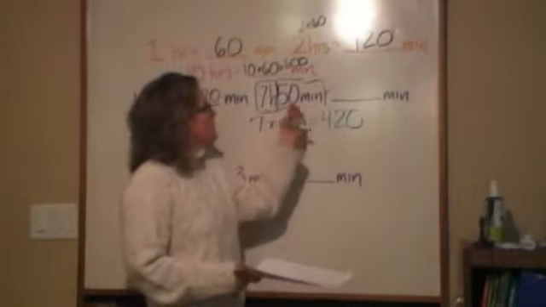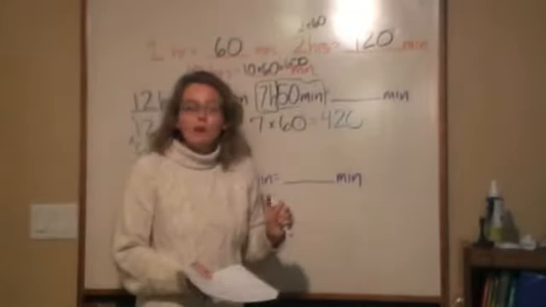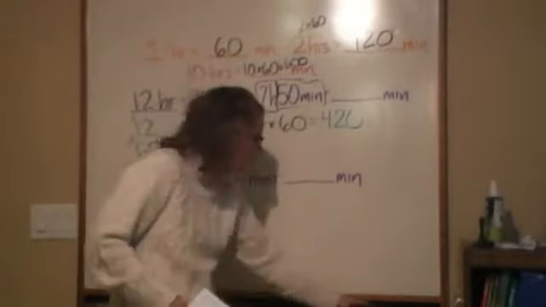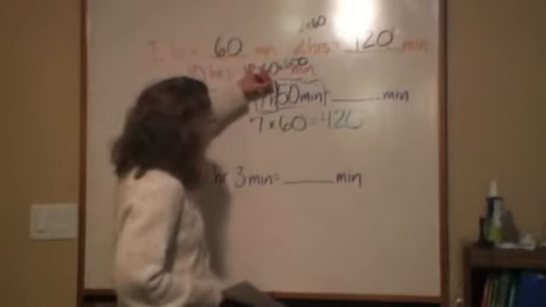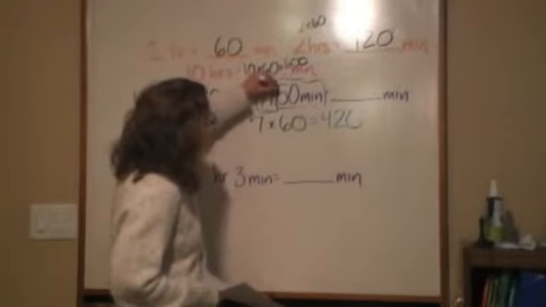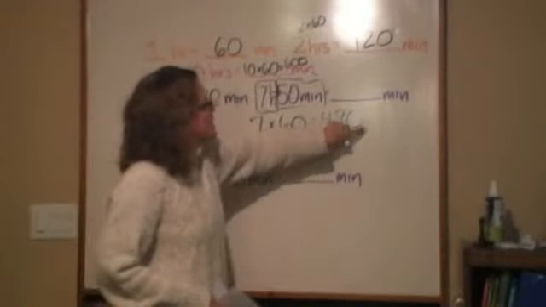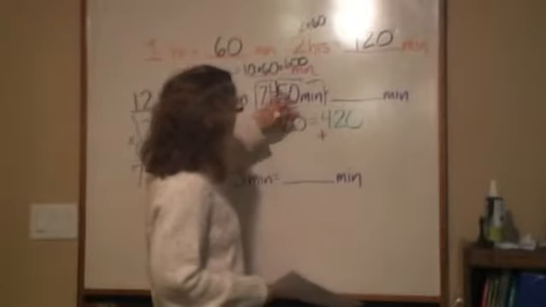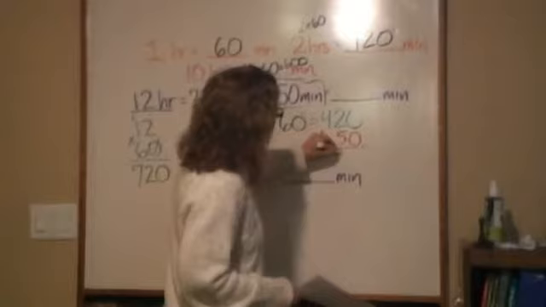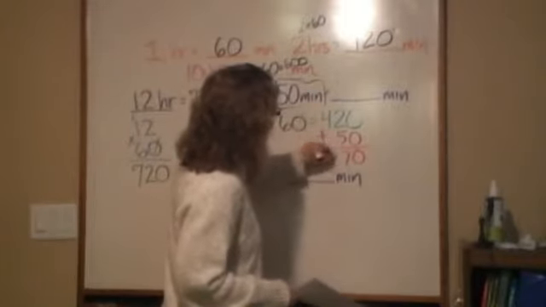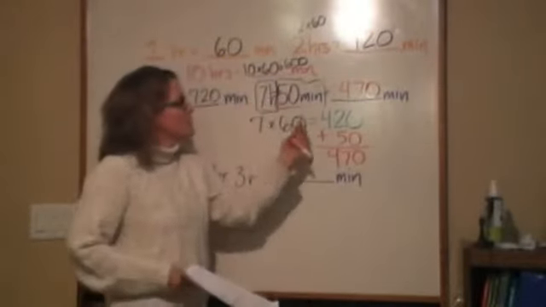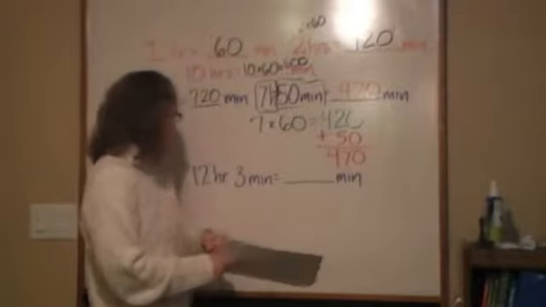So is 7 hours and 50 minutes 420 minutes? No, it's not because of this extra 50 minutes. So when you see 7 hours and 50 minutes, that's like saying 7 hours plus 50 minutes. So if this is 7 hours, 420, then we add this extra 50 minutes right here to find the total. 2 plus 5 is 7. So it's going to be 470 minutes. 7 hours and 50 minutes is the same as 470 minutes.